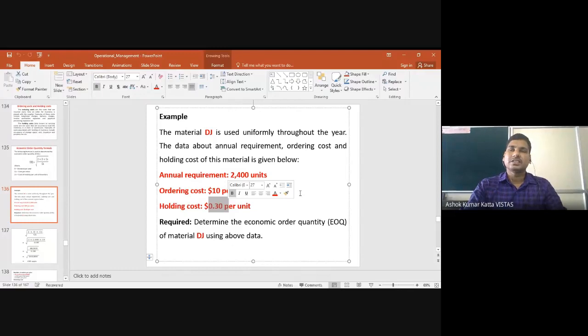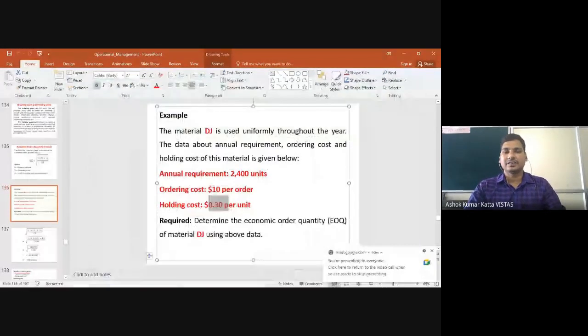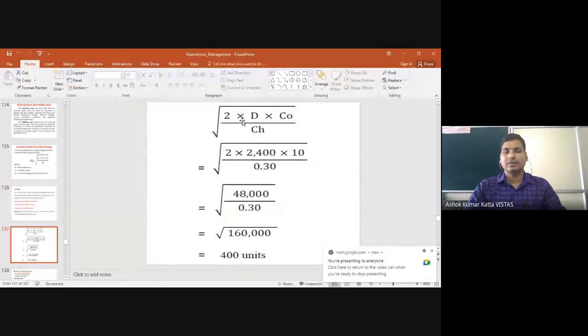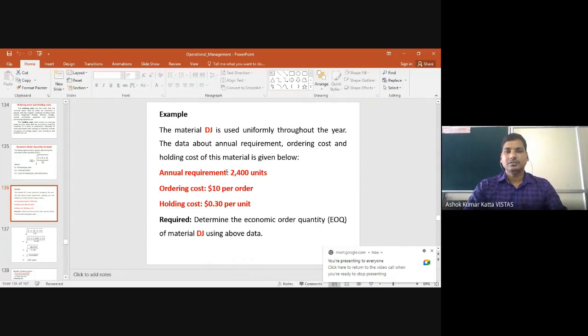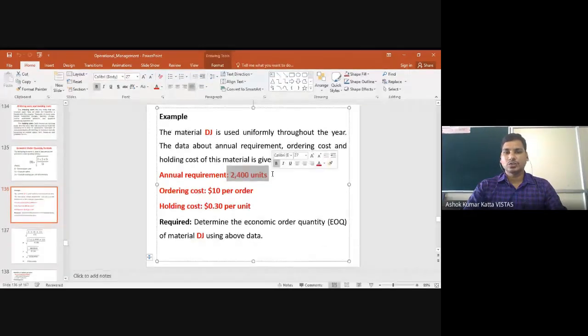On an average, how many units are they producing per month? This is the information we need to calculate. Now, simply, I can show you here. We can take the EOQ formula: square root of 2 into demand into ordering cost by holding cost. As usual, you can see here the annual requirement is 2,400.